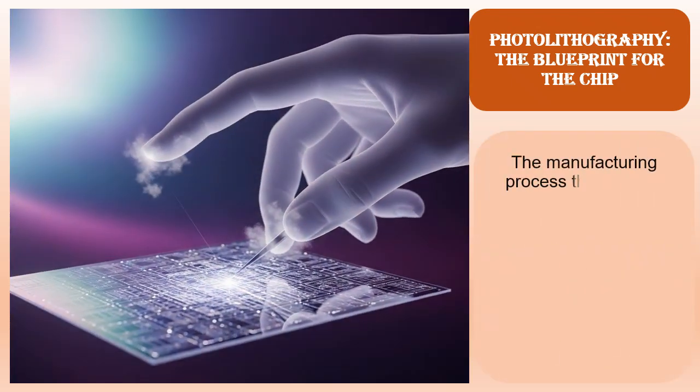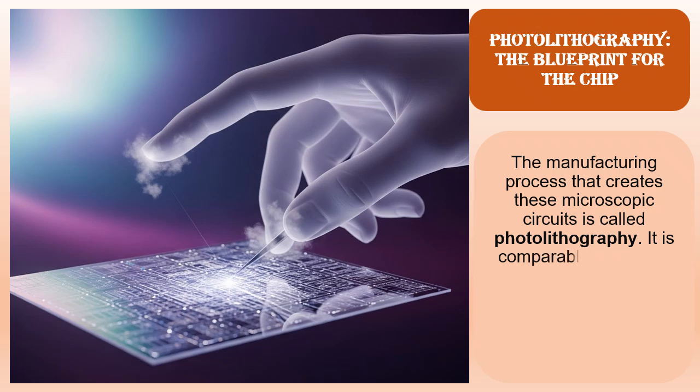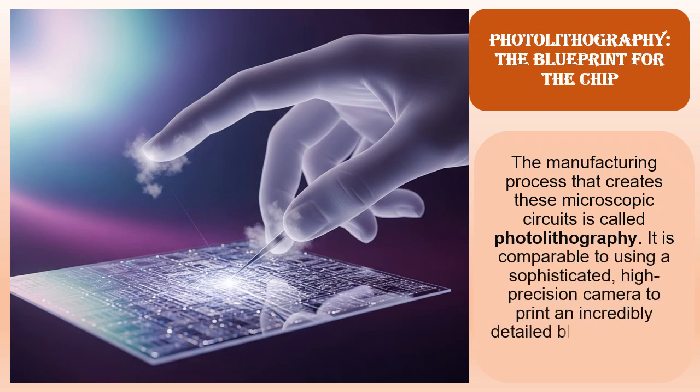Photolithography, the blueprint for the chip. The manufacturing process that creates these microscopic circuits is called photolithography. It is comparable to using a sophisticated, high-precision camera to print an incredibly detailed blueprint onto a silicon wafer.